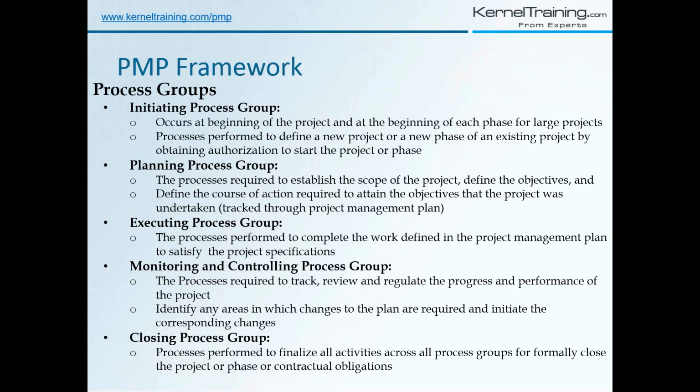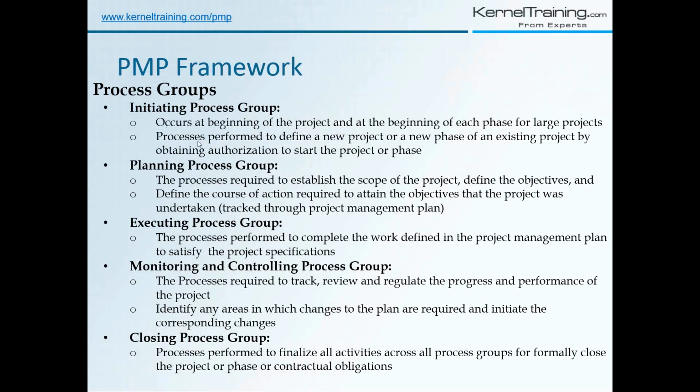The initiating process group, the first process group, occurs at the beginning of the project and at the beginning of each phase for large projects. As I said, if it's a single phase project, one project will have all 5 process groups. And if it's a large, multi-phase project, you need to divide that project into different phases, right? So each phase is going to have all these 5 process groups, right?